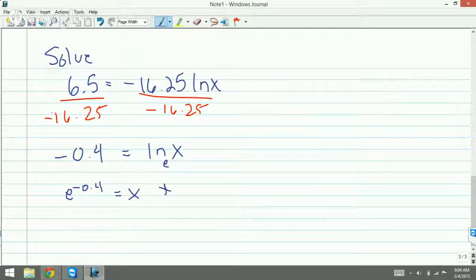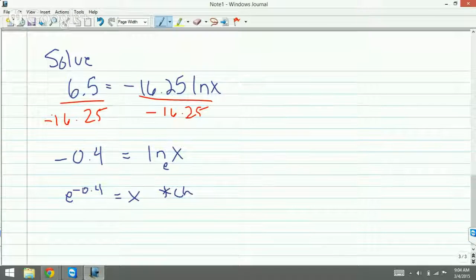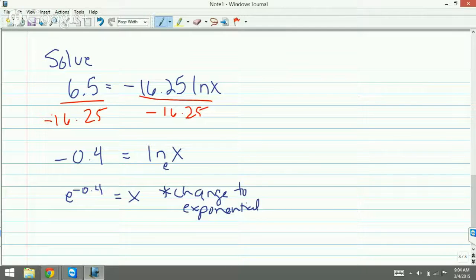Okay, so note there. Okay. What is that value? 0.67? 3 decimal places. Thank you. Anybody disagree? Okay.